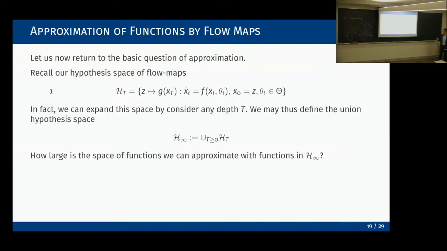Okay, so 5 minutes. I will briefly discuss the problem of approximation. In some sense, this is a more basic problem because I haven't really told you how big this flow map space really is. What kind of functions can we approximate? This is our hypothesis space of flow maps, and here we can consider an even bigger space where we allow any number of layers, so any terminal time. We take the union of all of these and then ask how big is this H infinity?